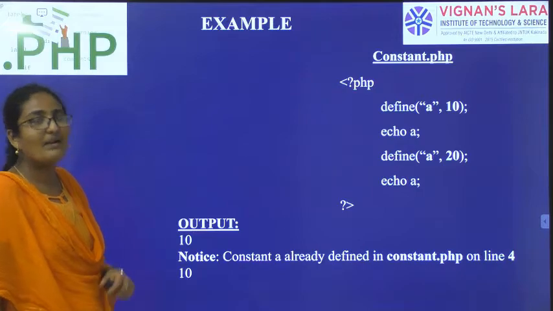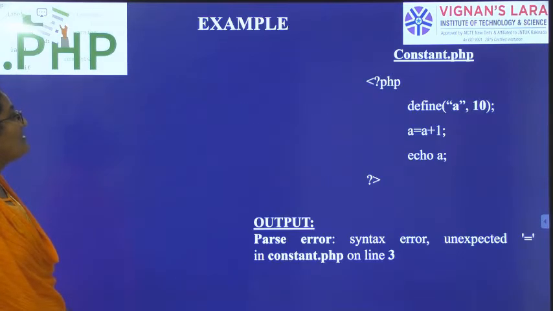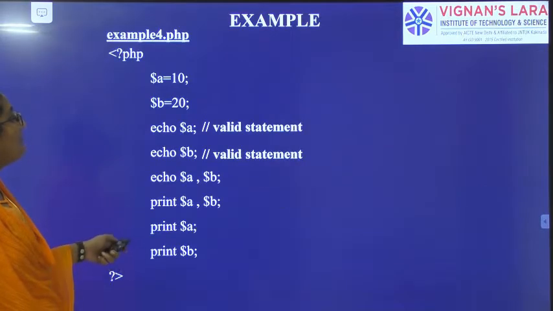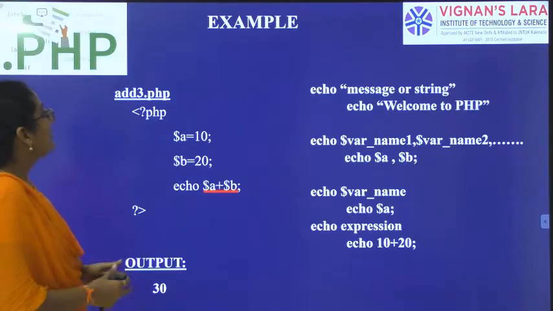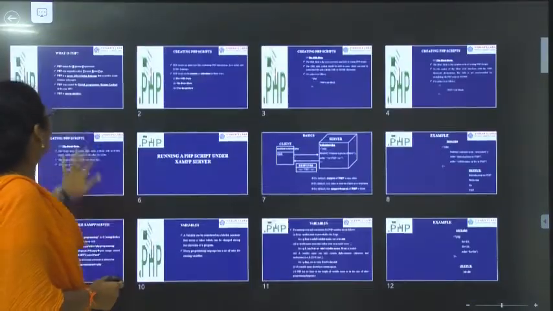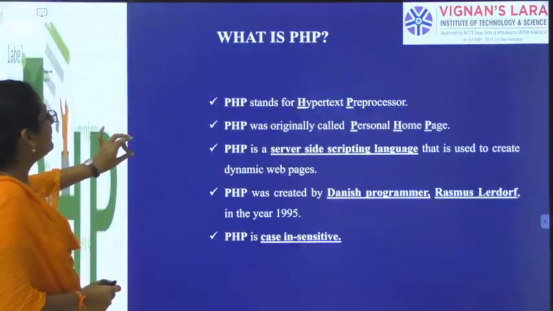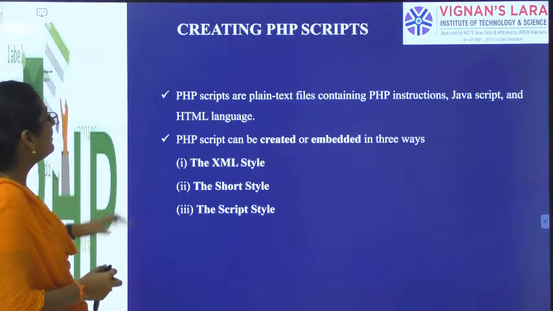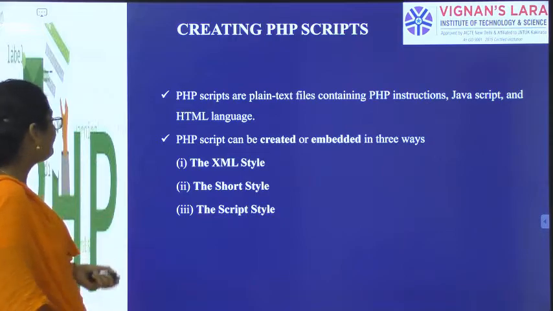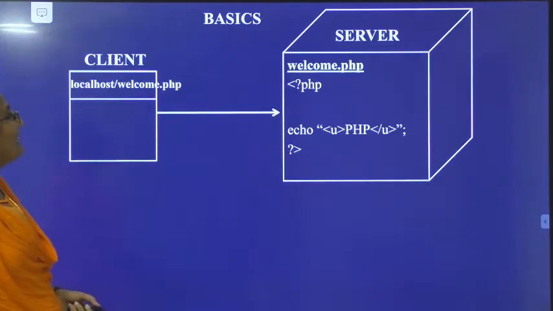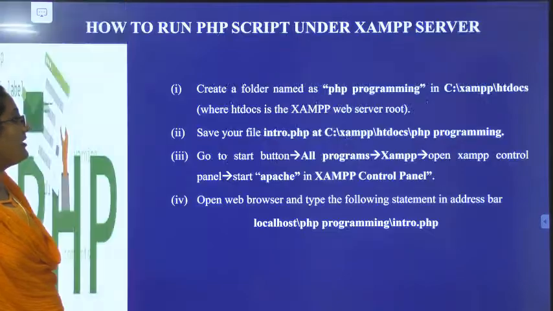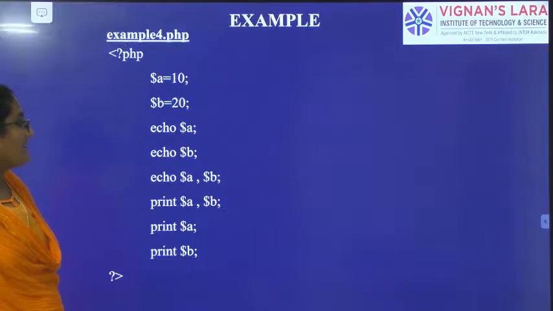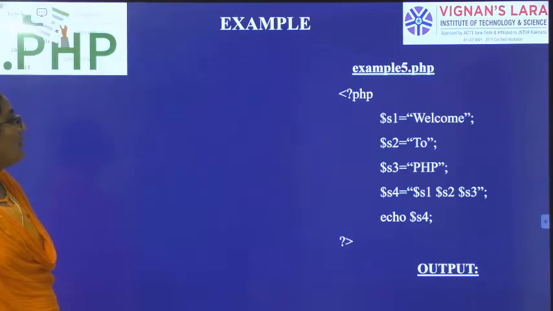So with this we have completed constants. So what are constants we have seen. What are variables also we have seen. So we have started unit 4 with PHP. Then how to create PHP scripts, how to run PHP scripts we have seen. Then finally we have seen what are the variables and we have seen what are the constants also. Now we have to start what are the data types. So what are the data types?